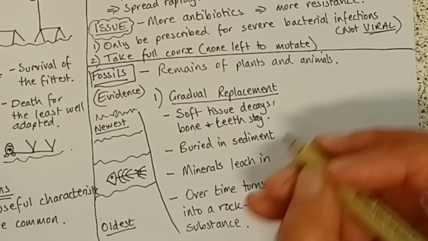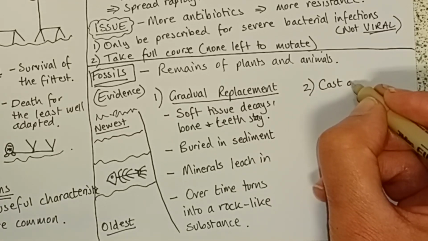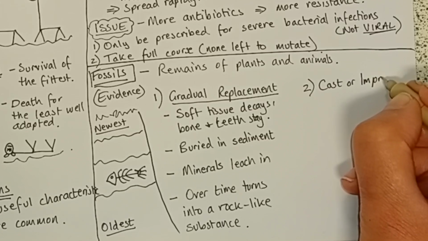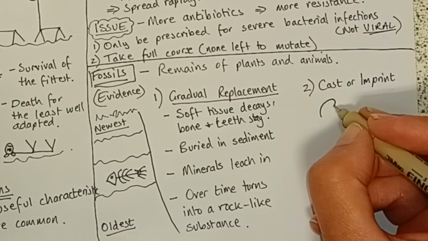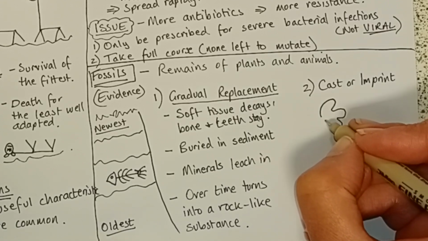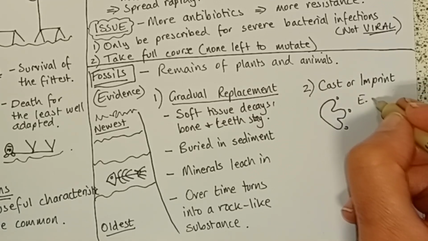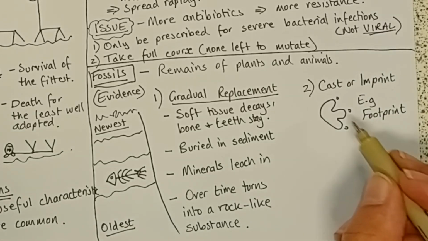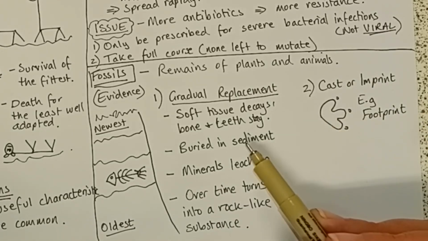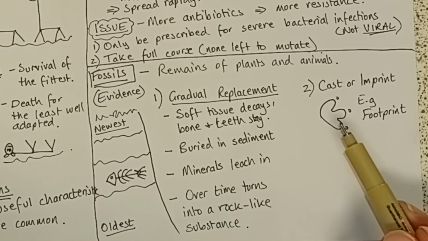Okay, the second type of fossil that you need to know about is when you get a cast or an imprint. This often happens in ancient mud, so it's things like footprints. So I'm going to draw a dinosaur's footprint. So this is usually in ancient mud where the animal has walked. A layer of sediment has formed over the top in exactly the same way as here, but there's no hard parts or rotting. It's just minerals leach in and leave a cavity.